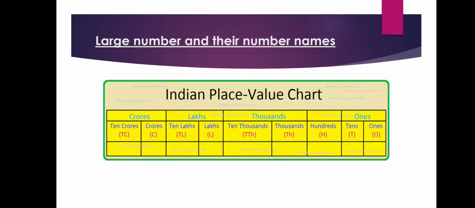Now in this chart you can see there are 4 periods. First period is ones period, then you have thousands period, then lakhs period, and then crores period. Now in ones period you have the place values ones, tens and hundreds. In thousands period you have thousands and 10,000s. In lakhs we have lakhs and 10 lakhs, and in crores we have crores and 10 crores. And we have to put a comma properly after each period to differentiate the periods.